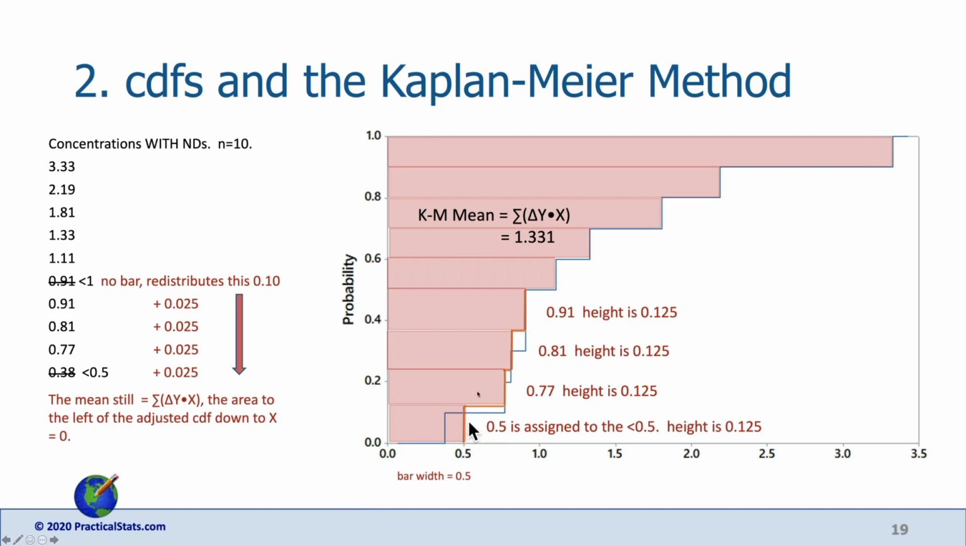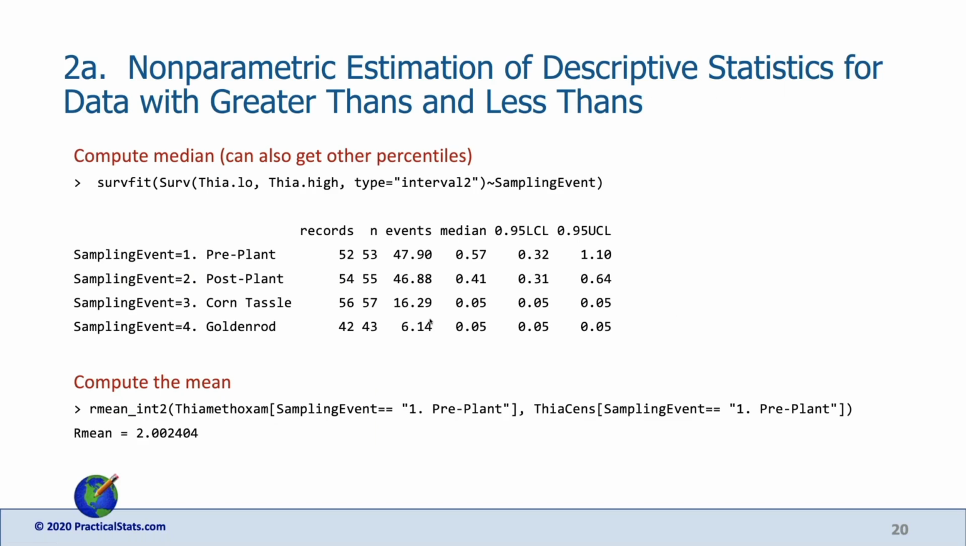All right, so each of those bars has a height of 0.125 now, and you can see the old uncensored blue here is the CDF for the original data without non-detects. The mean was 1.35, I believe, before. Now it's 1.33. That's the best estimate, the Kaplan-Meier estimate of the mean. So that's kind of underneath all of these types of procedures.